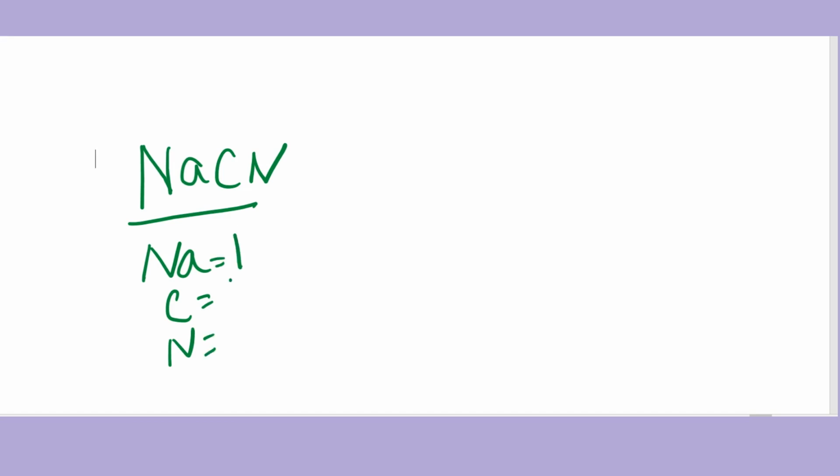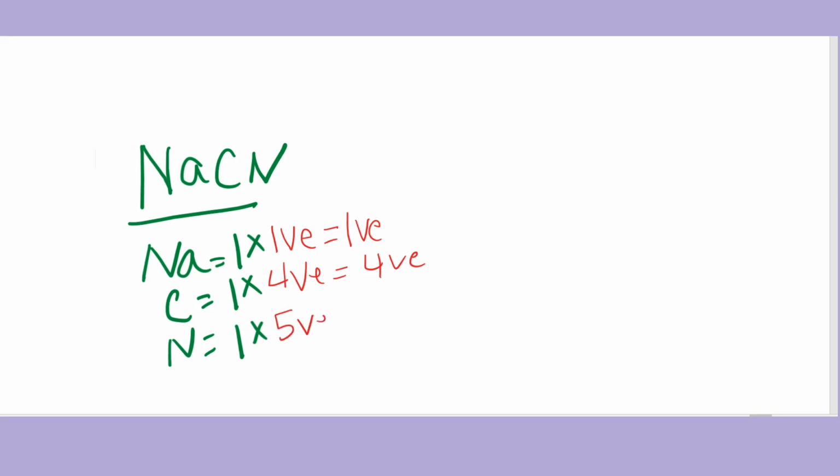I've got 1 sodium, 1 carbon, 1 nitrogen. Now I'm going to multiply them each by their appropriate number of valence electrons. Sodium is in group 1, so it has 1 valence electron times 1. I have 1 carbon, but it's in group 14, so it has 4 valence electrons. And then I have 1 nitrogen, but it's in group 15, so it contributes 5 valence electrons. I add all these numbers up, and I get 10.